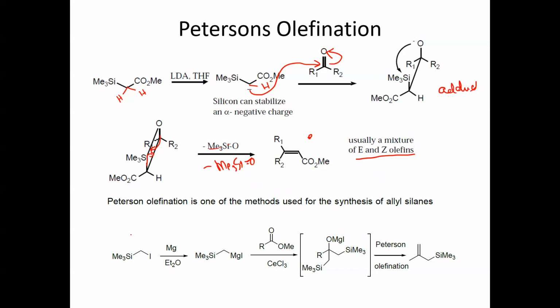Another example of Peterson's Olefination is this. So again, this is actually CH2. This thing in presence of magnesium, you can see that it forms a Grignard reagent. This will add to the ester.